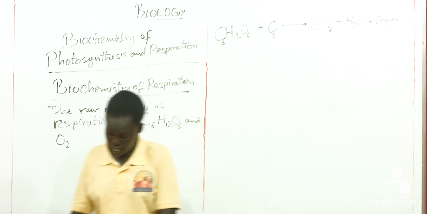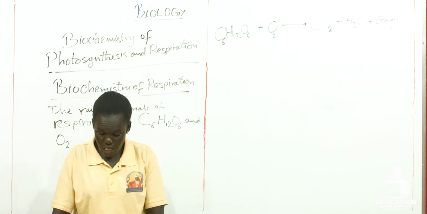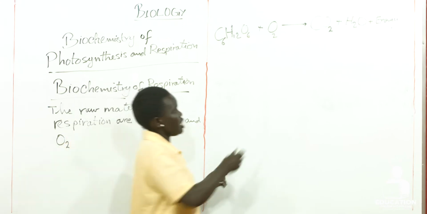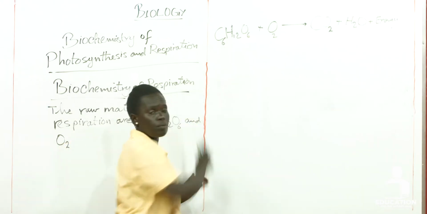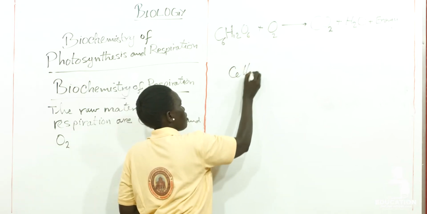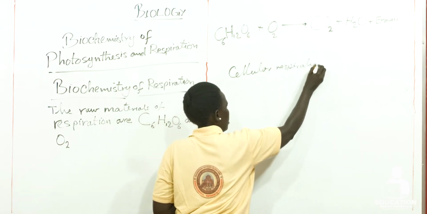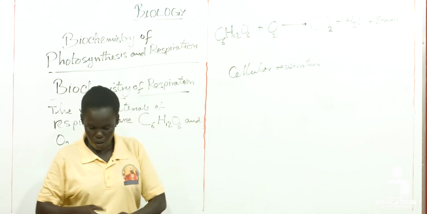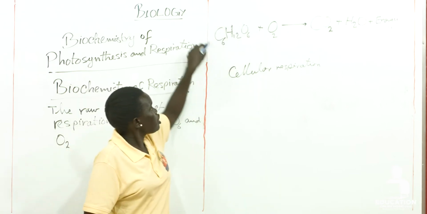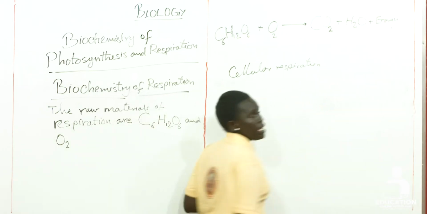That's why you'll find that the process of cellular respiration uses energy in the glucose to make ATP. That means this energy results from here. In cellular respiration, the energy which is stored in the glucose is used to produce this energy in form of ATP.